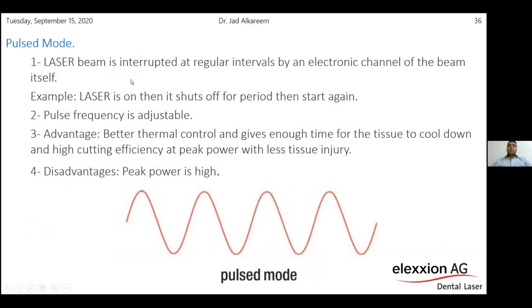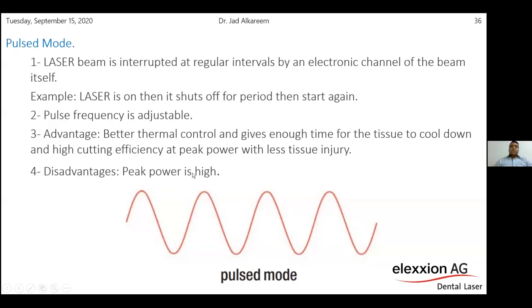The pulsed wave, I can say, is similar to the gated mode, except that the laser beam itself is interrupted at regular intervals through an electronic channel. So the pulsed mode itself has the ability for the on and off laser time. So in this part, we don't have a mechanical gate to do this function, but the laser beam itself has this ability to do that.